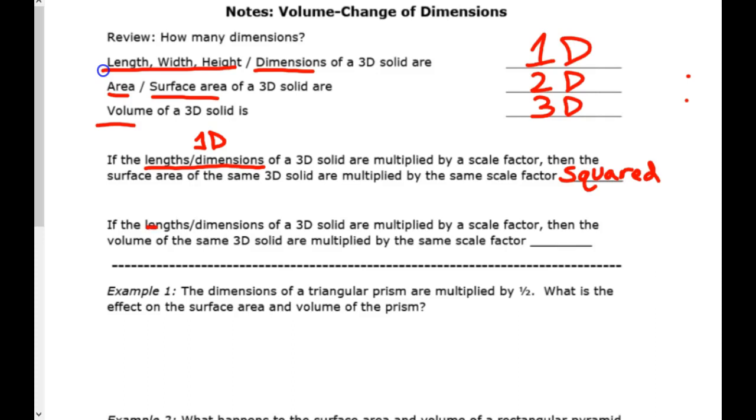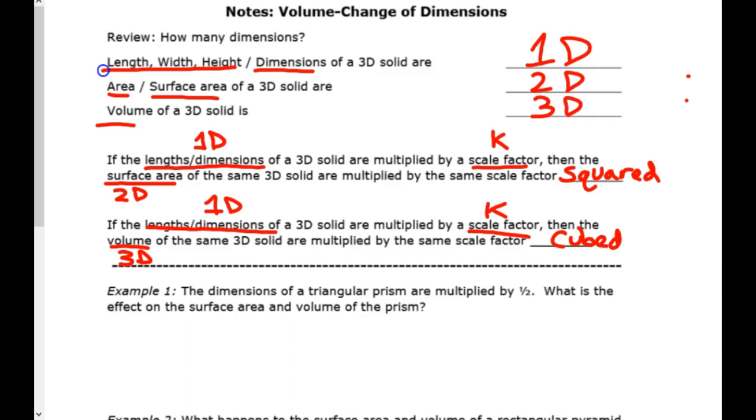If the lengths/dimensions, which are 1-dimensional, of a 3D solid are multiplied by a scale factor, and remember, the scale factor is K, right? Whatever K is, then the volume, which is 3D, surface area was 2D, then the volume of the same 3D solid is multiplied by the same scale factor, what? So, what do you think? If I go from 1D to 3D, what's happening to my scale factor? Instead of squared, it's going to be cubed, okay? 3rd power because it's 3D. Cubed. Cube with the D.